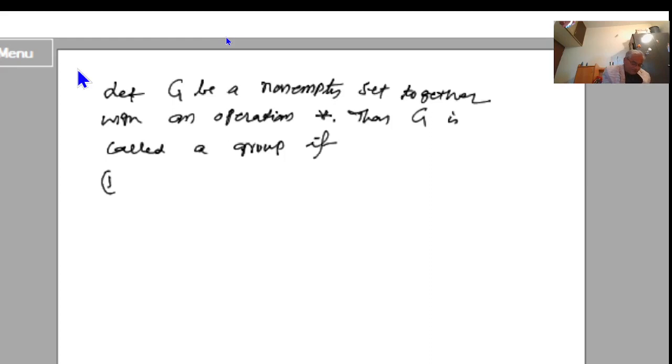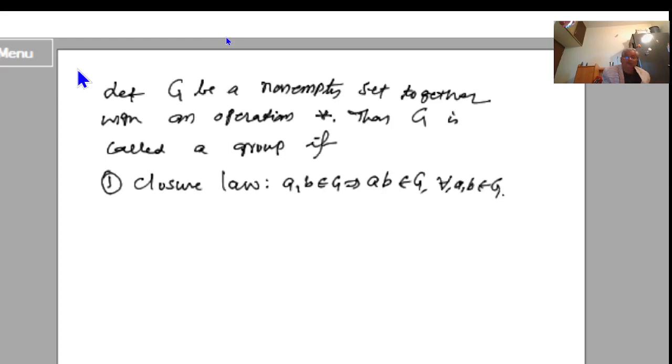That is, first axiom is closure law. Closure law is: A comma B belongs to G implies that A star B, or just we write AB, belongs to G. This is true for all A, B belongs to G. This is known as the closure law. This must be satisfied in G.